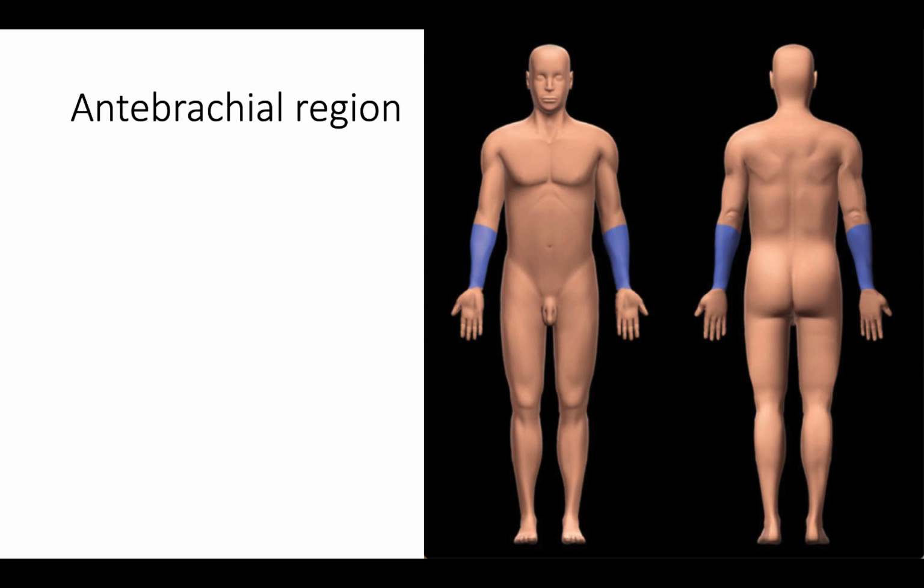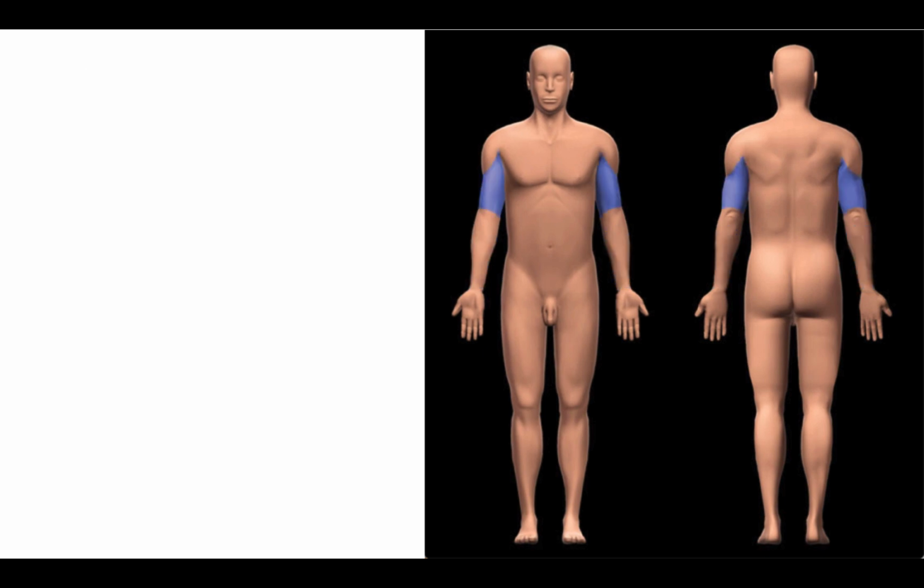Now we'll look at the upper limb regions. The antebrachial region is your forearm on both the front and the back. Your brachial region is your arm on both the front and your back. So the arm is from the shoulder to the elbow. And so the brachial region includes that area other than the shoulder muscle called the deltoid, which is right on top of your shoulder.